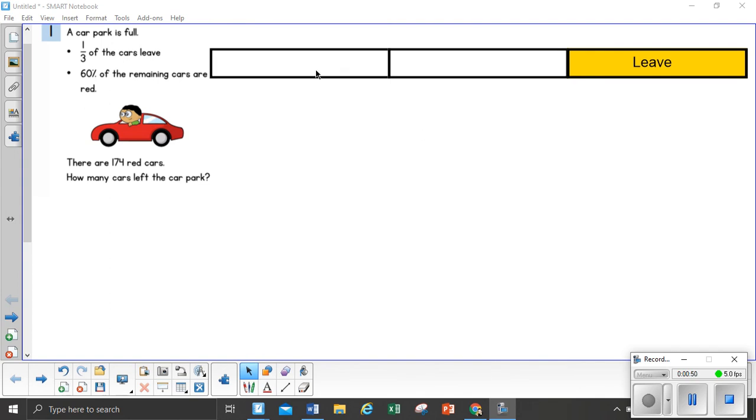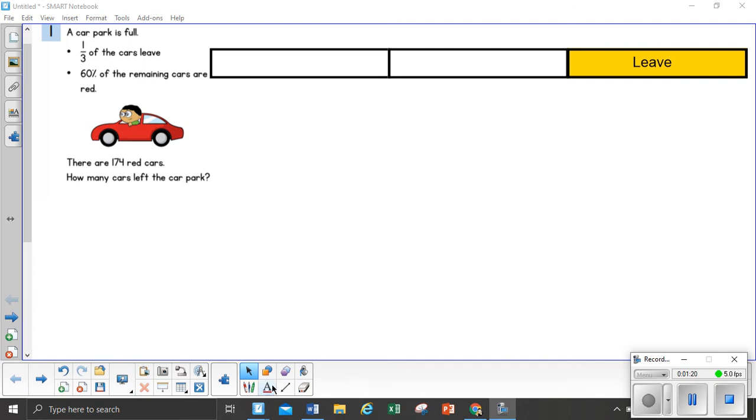Okay, so I've just quickly drawn a bar. It told me that 1/3 of the cars leave. So my denominator is 3, so 3 parts in the whole. So I drew 3 boxes, and this one here is leave. So 1/3 of the cars leave, which means I have 2/3 remaining. Okay. It says 60% of the remaining cars are red.